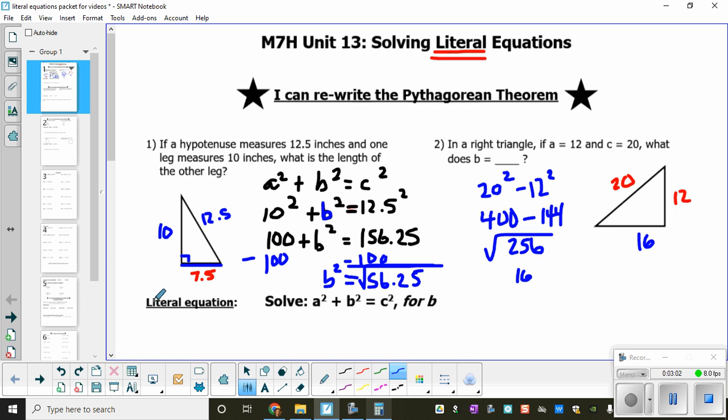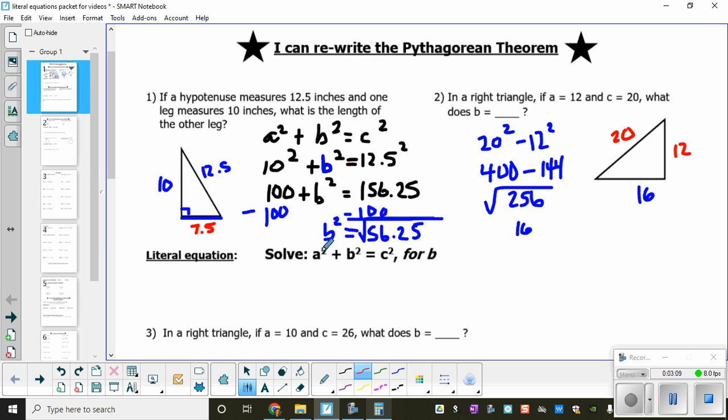Now, if I say we're going to solve a literal equation, aka rewrite the Pythagorean theorem, here's what we're doing, y'all. We have the Pythagorean theorem here, a squared plus b squared equals c squared. And what we're trying to do is solve it for b, which is what we just did in these two problems. We used the Pythagorean theorem and solved it to find the missing length of the right triangle. To do that, we plugged in a squared and c squared, and we essentially subtracted a squared from both sides.